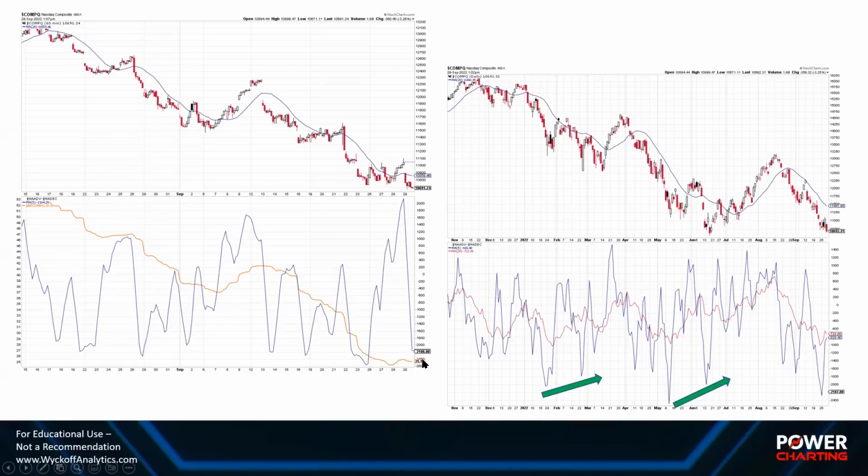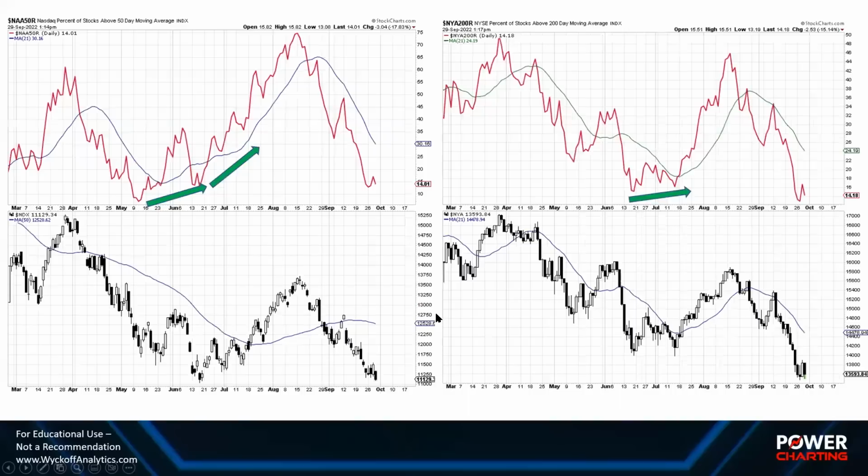Here, you can see the bullish percent on the Nasdaq comp over here, this orange line, and it is probing the lows. 25% of stocks have bullish percent confirmation, very low number, very minimal breadth. But that also can be an oversold condition that can produce a more important rally.